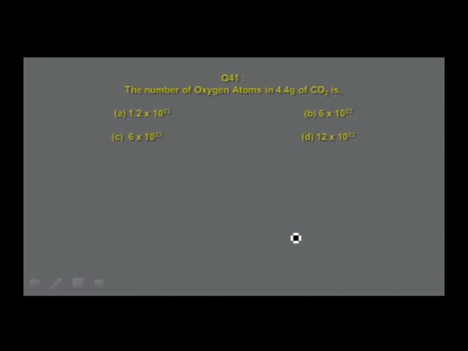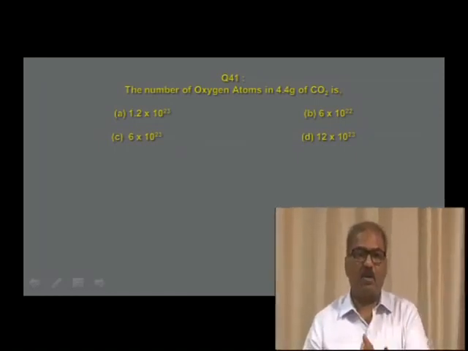The number of oxygen atoms in 4.4 grams of carbon dioxide is option A 1.2 into 10 power 23, option B 6 into 10 power 22, option C 6 into 10 power 23, option D 12 into 10 power 23. Here the number of oxygen atoms in 4.4 grams of carbon dioxide. The question is related to number of atoms and the mass. When the question is related to number of atoms and the mass, what is the relation that you have to use? And you remember, 1 molar mass of any substance contains Avogadro number of molecules.